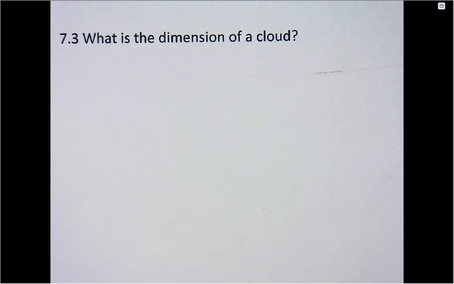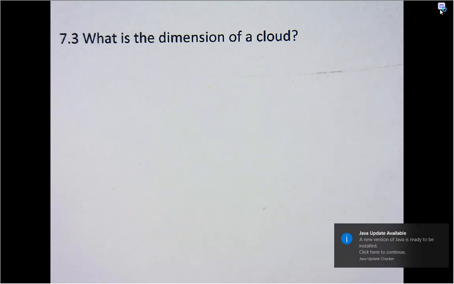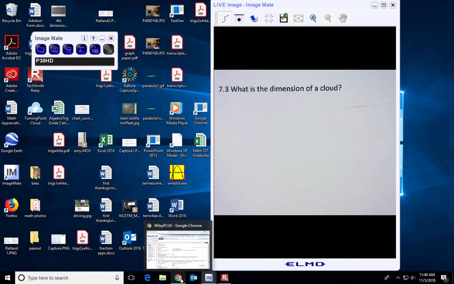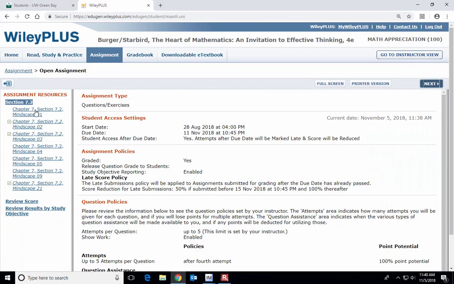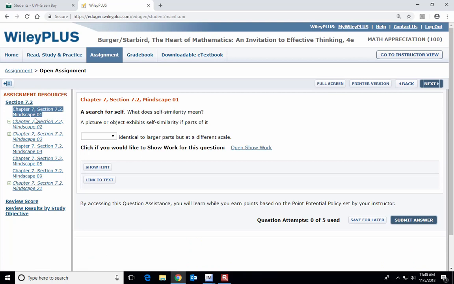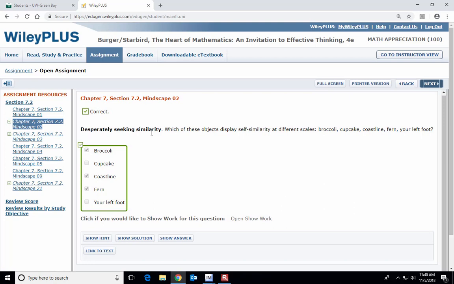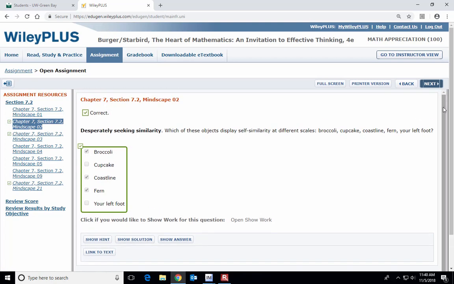Before we look at 7.3, I had a few questions I had gotten emailed regarding 7.2, so let's look at those together. So this is 7.2. Somebody emailed me asking about this question.